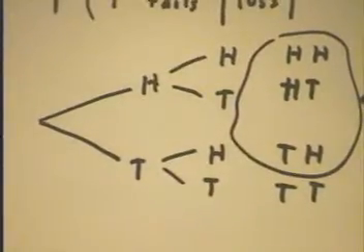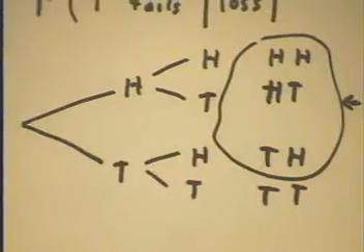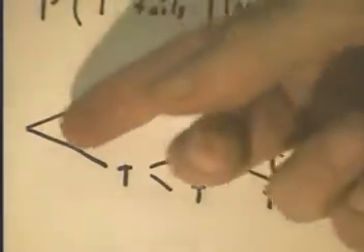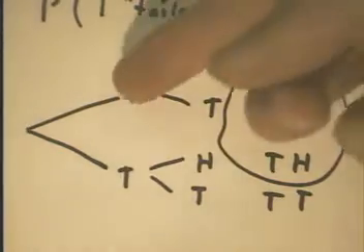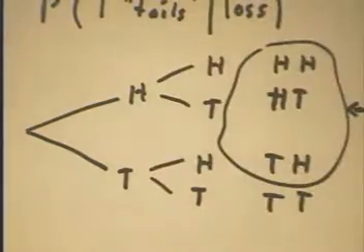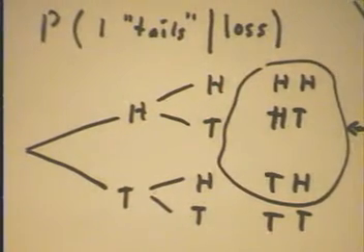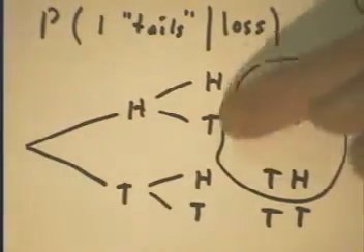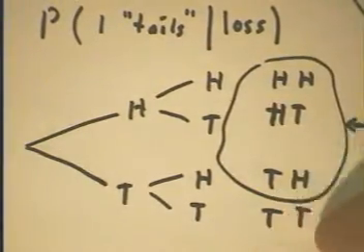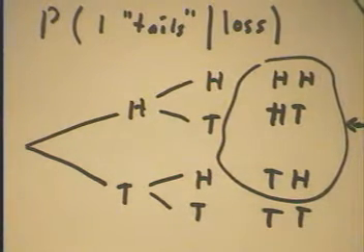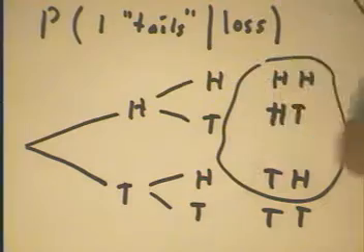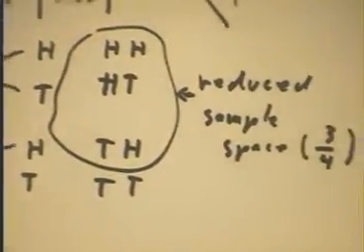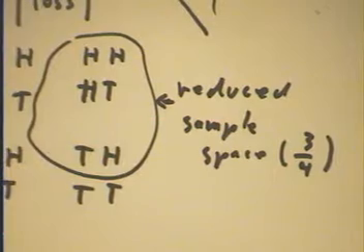Now, how many ways are there for that to happen? We can look at it this way. We have the tree diagram indicating all the possible outcomes: heads, heads, heads, tails, tails, heads, tails, tails, as indicated. Now, we're looking for the probability of 1 tails given that you lost. If you lost, that means you had one of these 3 outcomes. The 4th outcome, tails, tails, didn't happen because we know that you lost. So this is your reduced sample space, and we can analyze the problem within this sample space.